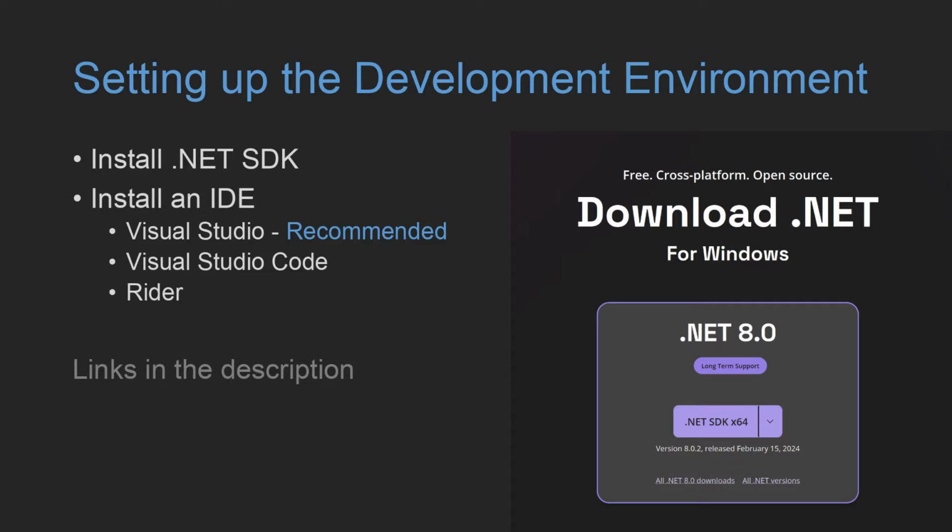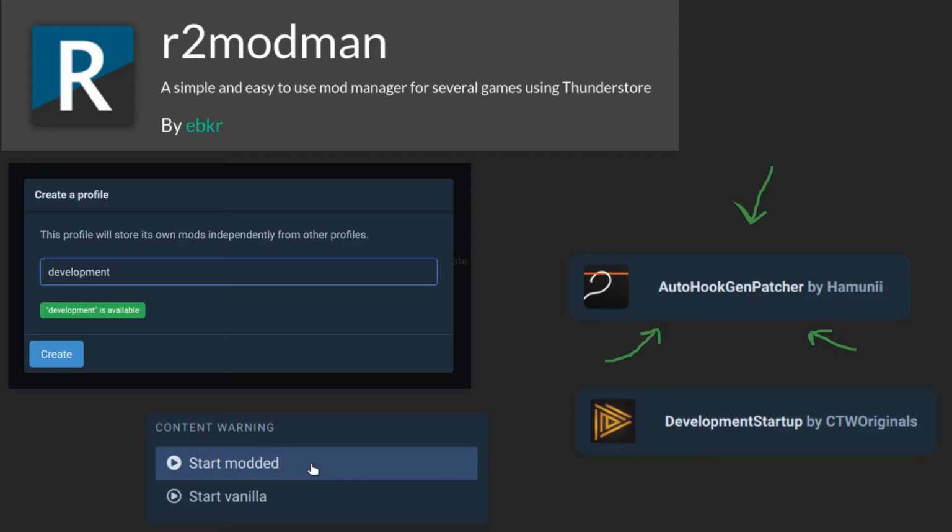Next, we'll install R2Modman. And again, the install link is in the description. Once you have installed R2Modman, you'll want to choose Content Warning as the game, and creating a new modding profile for mod development is a good idea. A profile in R2Modman contains mods, and you can make as many profiles as you want.